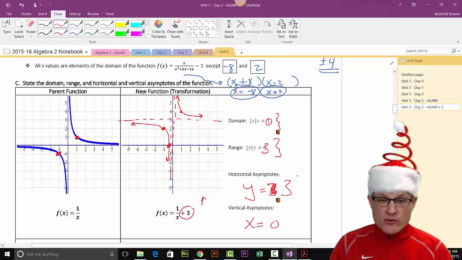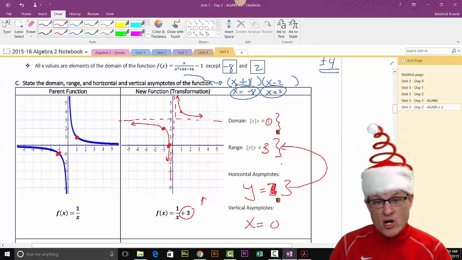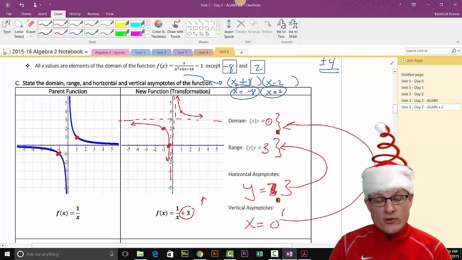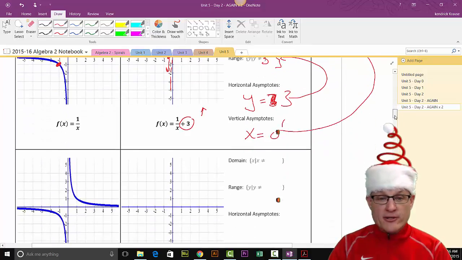So as we're thinking about horizontal and vertical asymptotes, the horizontal asymptote will give you the restriction on the range, and the vertical asymptote will give you the restriction on the domain. And when we do these, that's what we want to be thinking about, okay?